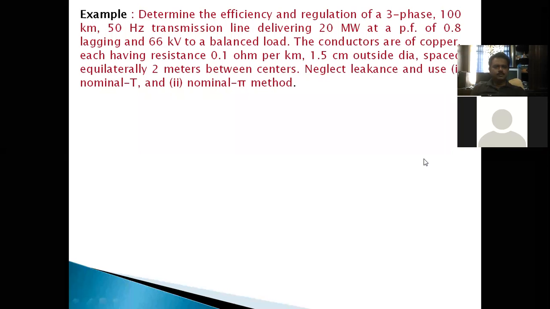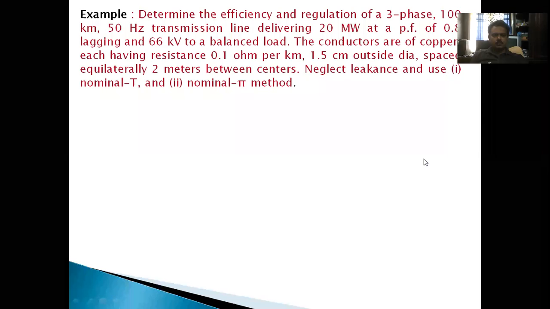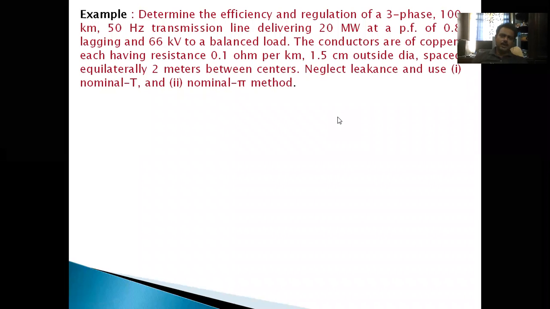So if anybody was absent in the previous class, try to note down this example. Determine the efficiency and regulation of a three-phase, 100 kilometer, 50 Hz transmission line delivering 20 megawatts at a power factor of 0.8 lagging and 66 kV to a balanced load.